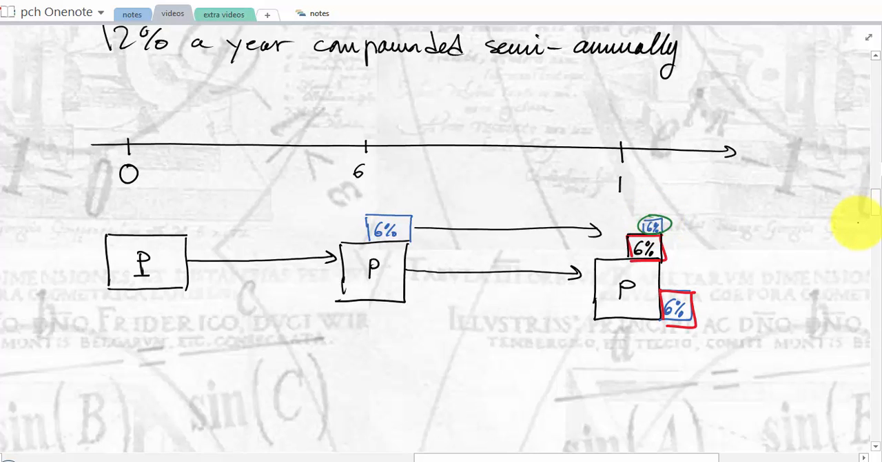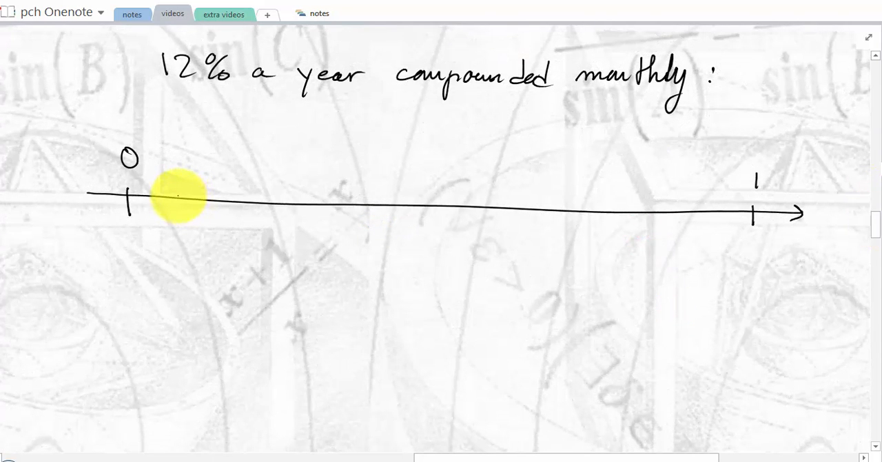So now, suppose that you're compounding monthly. What's going on if you compound monthly? Compounded monthly means you're gonna compound every month. So this is 6 months. If I divide by two, here we go. 1, 2, 3, 4, 5, 6. Divide by two, add two marks right here. Here we go. It means I'm going to compound every month.